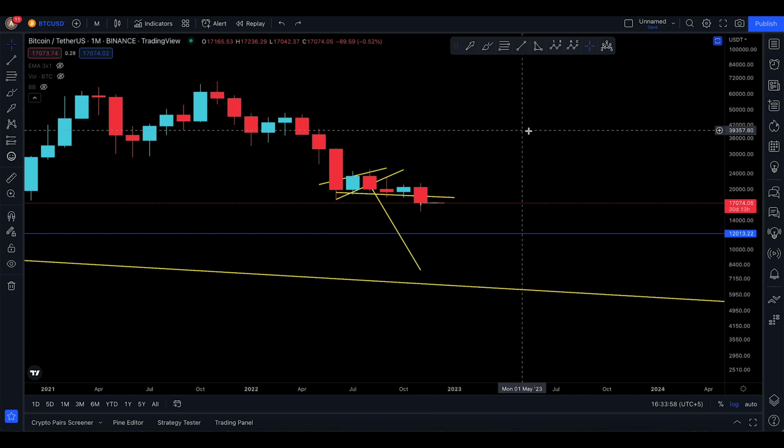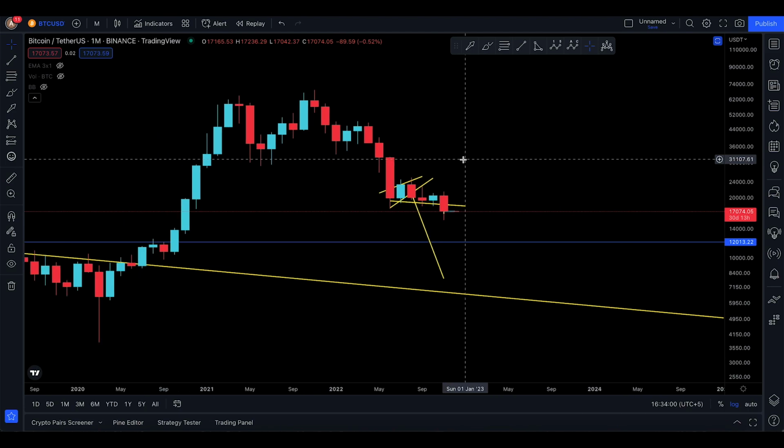So that's pretty much it. Three reasons why in the short term we might be looking for a correction in the next coming days, and let's see what happens after the weekend is over by next week as well.